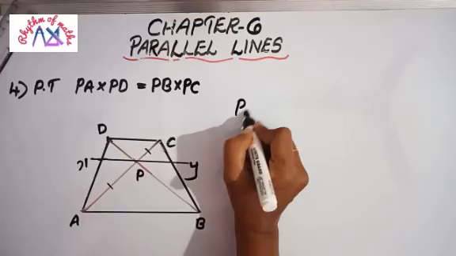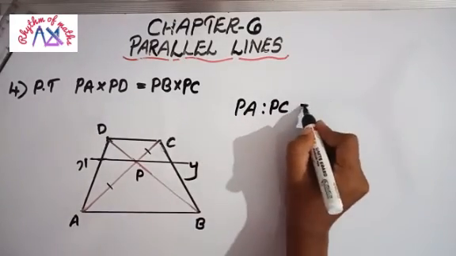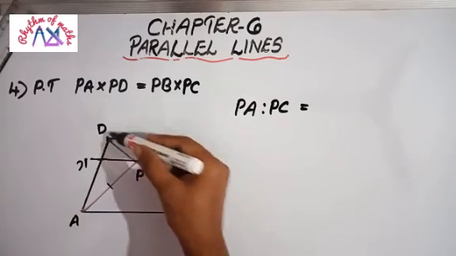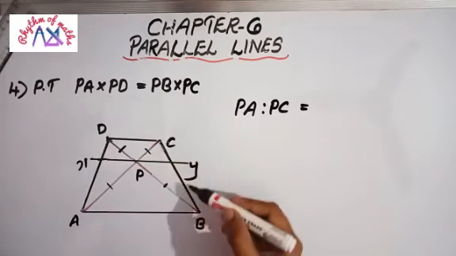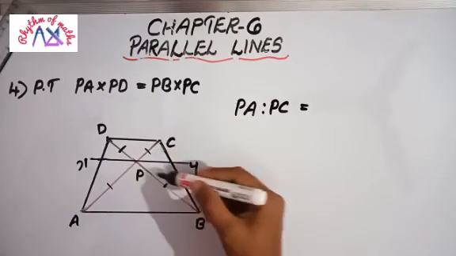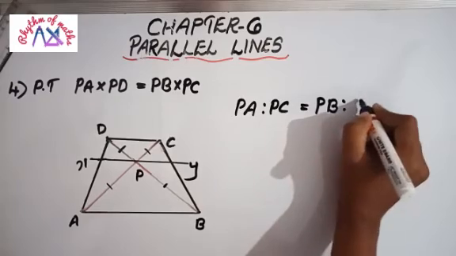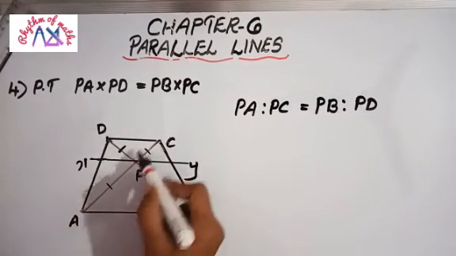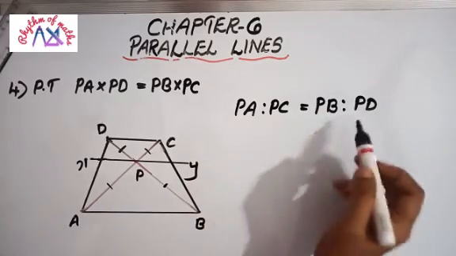That is PA is to PC, and that will be equal to the second diagonal's parts. The second diagonal is DB. In that DB, first part, second part, that is PB is to PD. So PA is to PC equals PB is to PD, because these two diagonals are cut by three parallel lines. According to our concept we can write this.